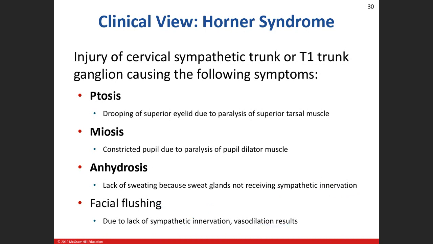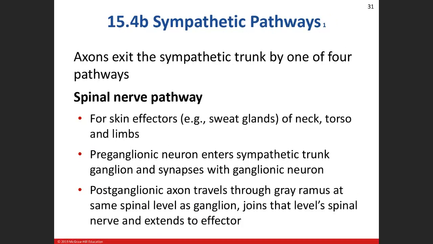Now we're going to talk about the sympathetic pathways. This is new. There are 4 of them, and we've already talked about one of them when we talked about the splanchnic nerves. Let's talk about how these axons enter the sympathetic trunk and then how they exit the sympathetic trunk and go out to the effector organ. There are 4 ways to do this. The first one is the spinal nerve pathway.